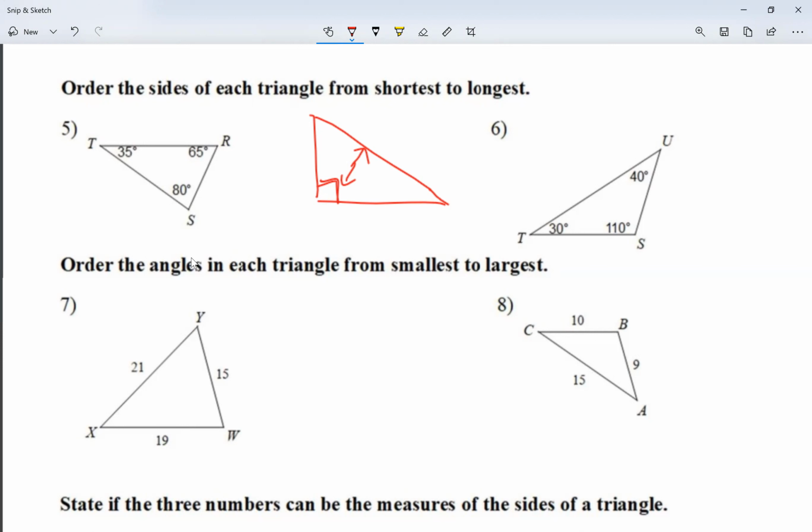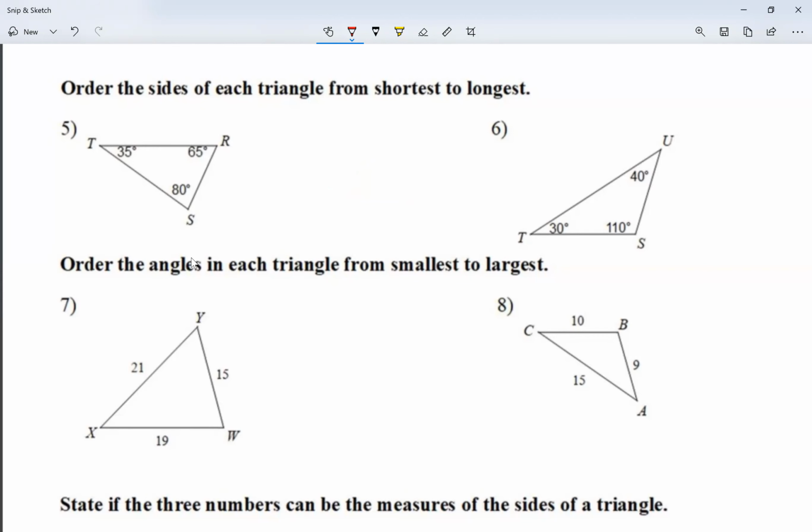Now, one thing I want you to notice: the biggest angle is opposite the biggest side. Again, in geometry, opposite means far away. The biggest angle is opposite from the biggest side. Well, guess what? The smallest angle is also opposite from the smallest side. So having that said, let's take a look at number 5.